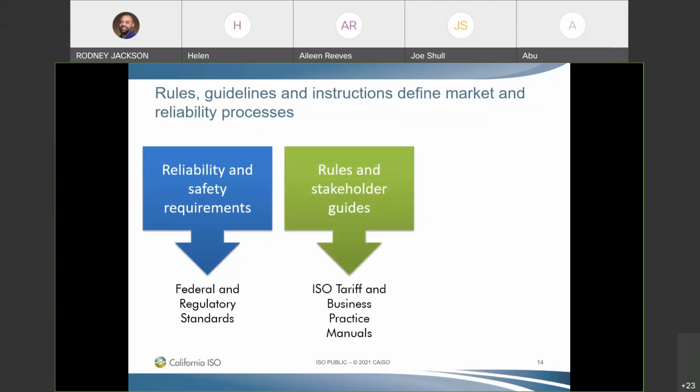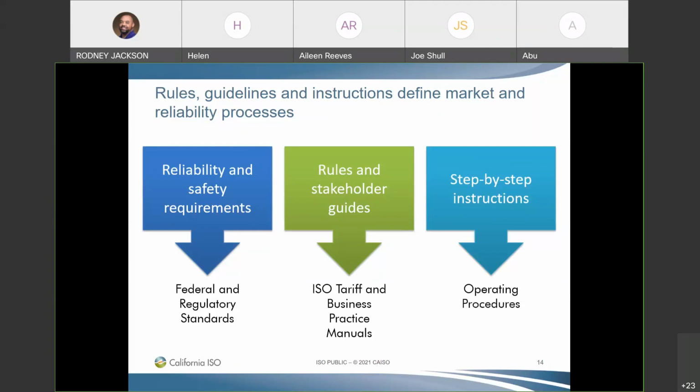Now, we also have business practice manuals, or BPMs. The rules and tariffs can be really high level at times, so our BPMs provide detailed rules, procedures, and processes, and give you examples of the administration, operation, planning, and accounting requirements of the California ISO and the markets that are consistent with the ISO tariff. Adherence to the manual is important for the orderly operation of the ISO market.